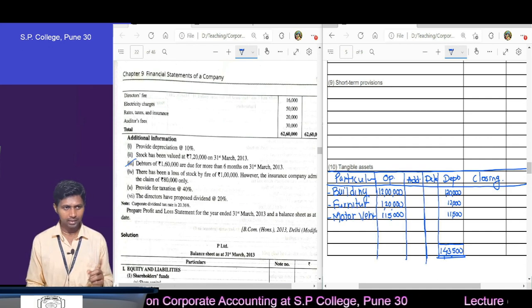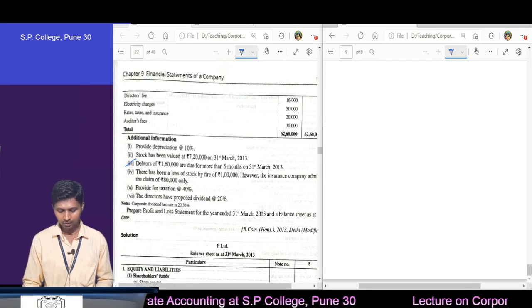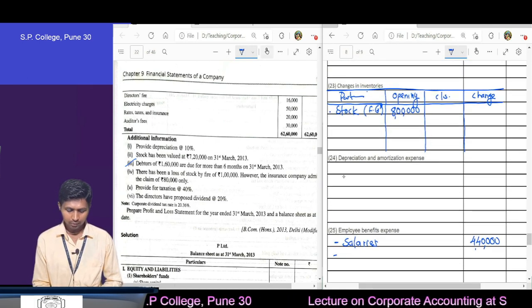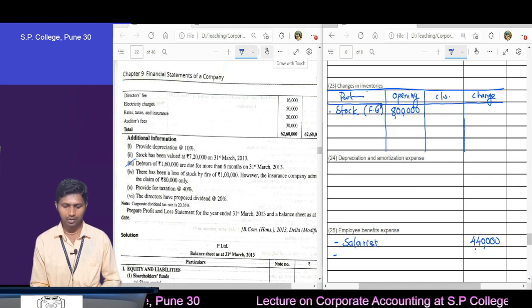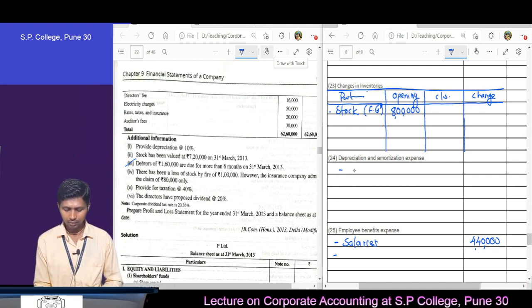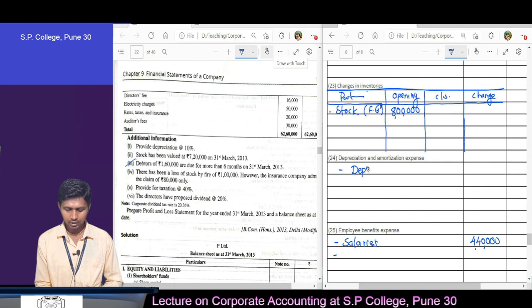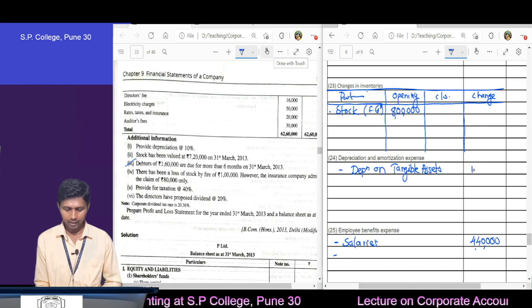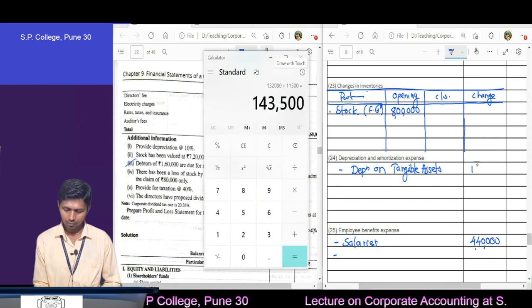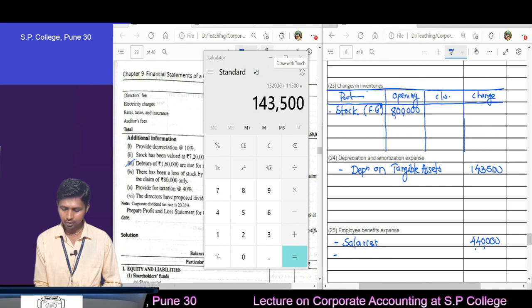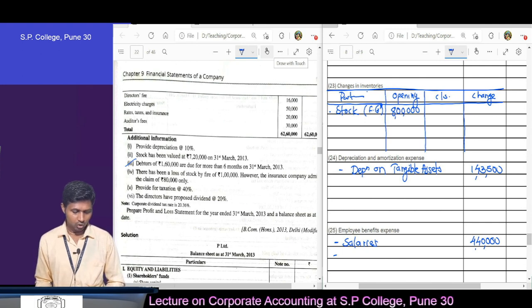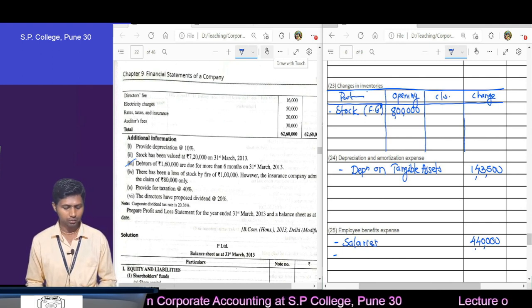Where to write? In the depreciation note, that you know. Therefore check where your depreciation is. In 22 to 27 you will get depreciation here. Instead of writing depreciation on building, depreciation on furniture, depreciation on motor vehicle, write directly depreciation on tangible assets, 1,43,500 rupees. Okay, then next, stock on 31st March 2013 they are saying.